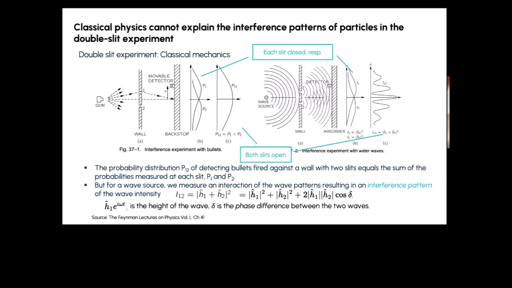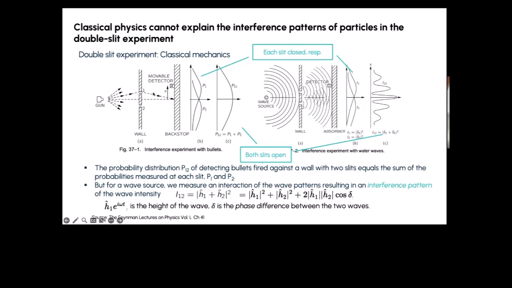So imagine that you have a gun here shooting particles at a wall that has two slits. If you shoot the bullets and measure with a detector where they arrive, and you have one slit closed, then you get, of course, this distribution, because most bullets hit here and then fewer here and fewer here because of the way they move through the slit.